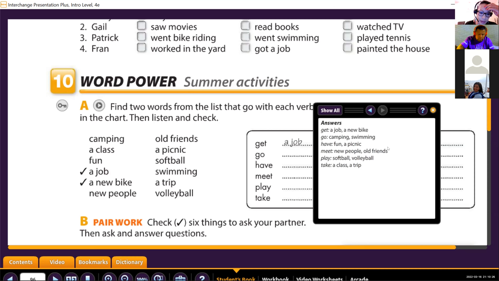Any other example? And I meet. I meet or I met? I met. Yeah. Because it's in the past, okay. Mm-hmm. I met with all friends on my birthday. Oh, you met your old friends on your birthday? Yes. Good job. Any other volunteer?